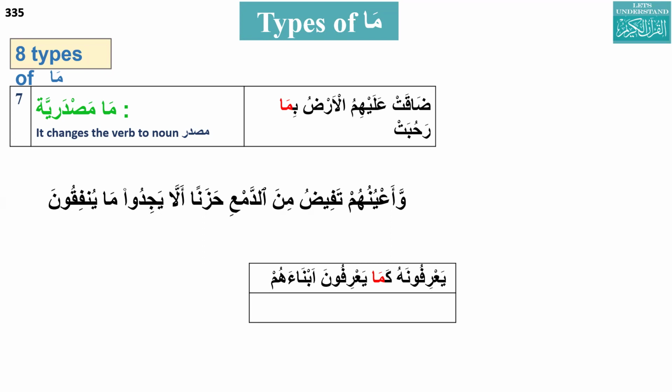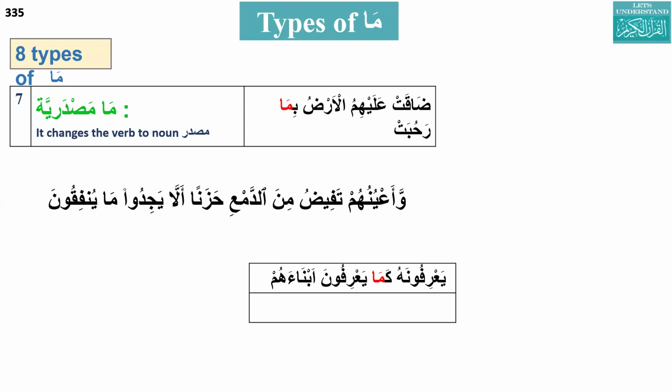يعرفونه كما يعرفون أبناءهم. يعرفون, this is from عرف يعرف, and معرفة is masdar. So يعرفونه, they recognize him. Ka, like, or as. Let's say ma, usually we do that. Ma what? يعرفون, they recognize أبناءهم, their sons. So they recognize him as what? If we just take it as a normal ma, as what they recognize their sons, abnahum.